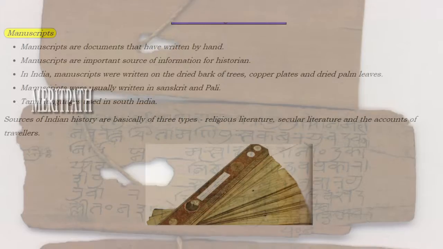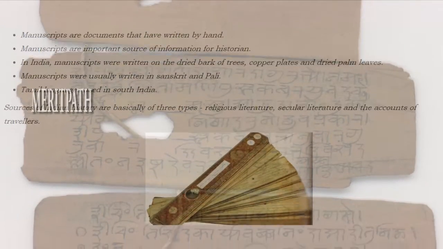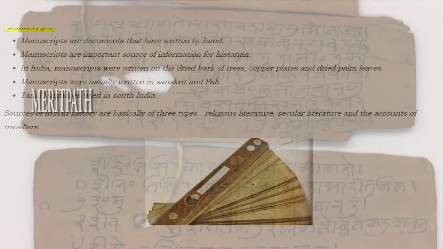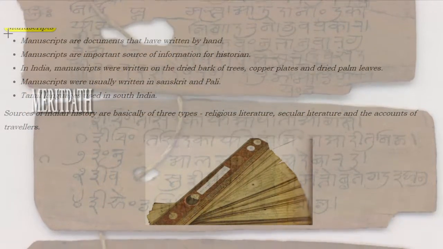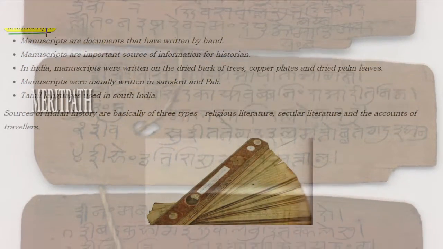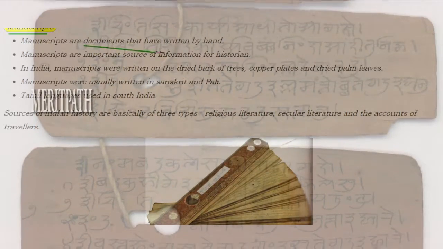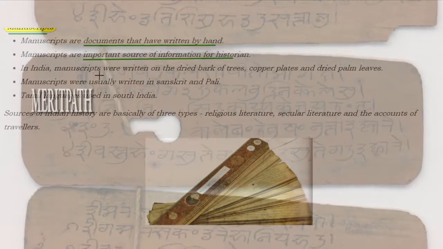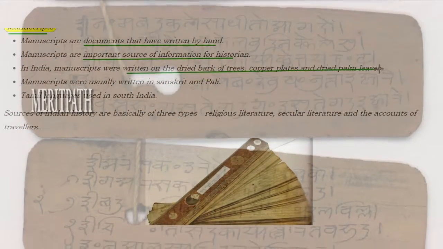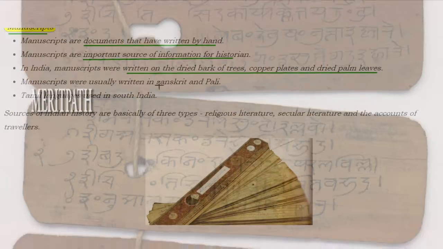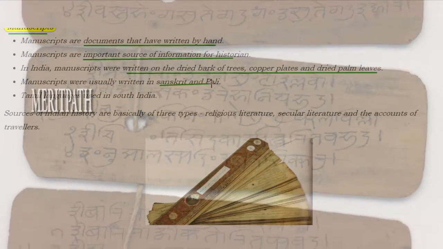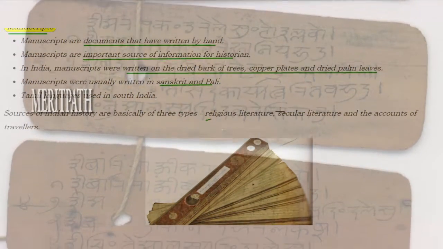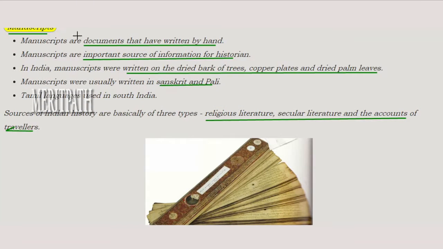Manuscript means documents which are written by hand. This gives us a big information source, and these were written on the dried barks of trees, copper plates as well as palm leaves. And in which language were these written? They were written in Sanskrit and Pali language, and the Tamil language is used only in South India. So these sources of history are of three types: religious literature, secular literature, and the accounts of the travelers. So this is an image of a manuscript which is handwritten in Sanskrit language.